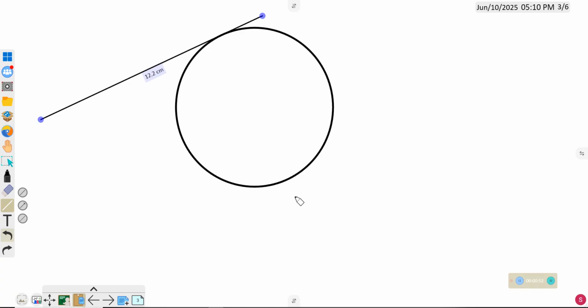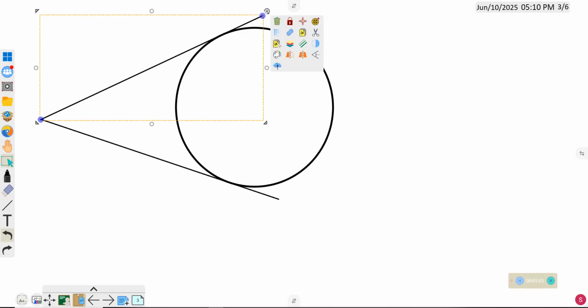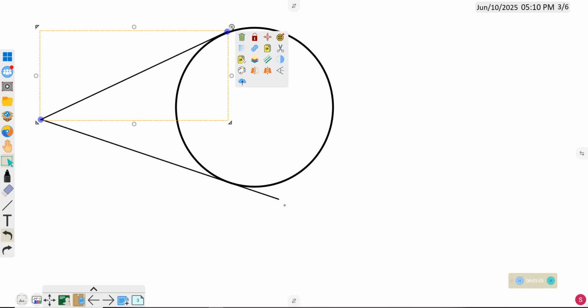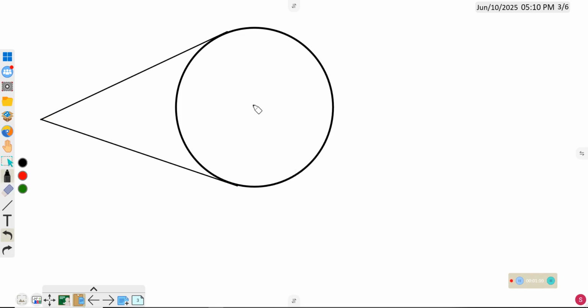Let's extend this to meet that. Yes, we have something like this, and the center at O. So what are we required to prove? Let's call this one A, B, and that's C, B being the point of tangency and C being the point of tangency for AC.